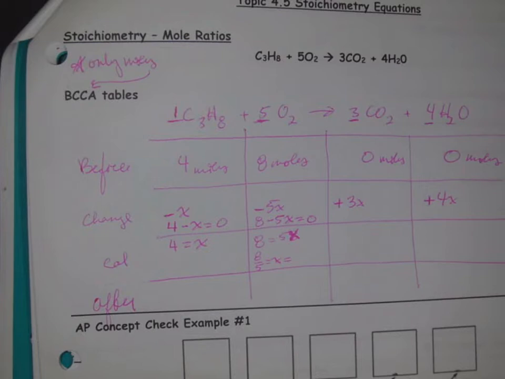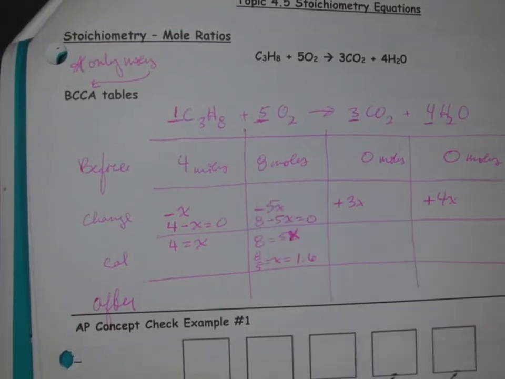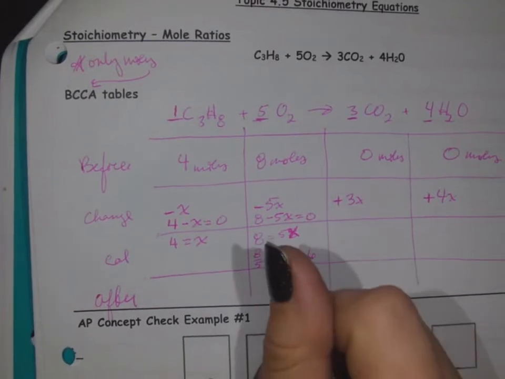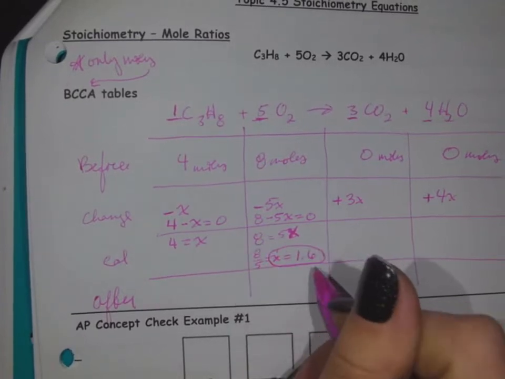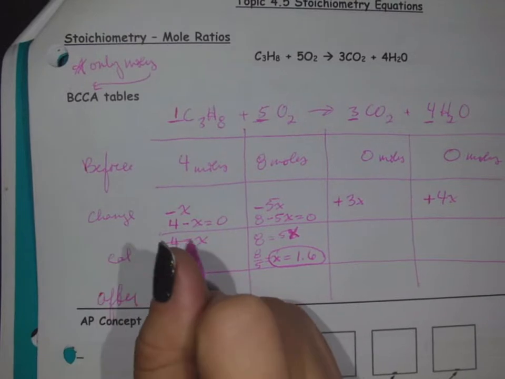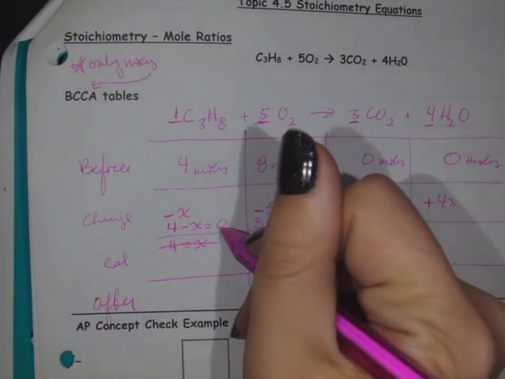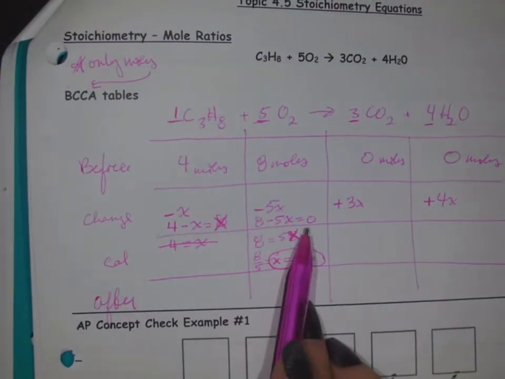8 divided by 5 is 1.6. Okay, listen carefully. The smaller x value is the true x value. This is what x equals. X does not equal 4. X equals 1.6. So then this one does not equal 0. This one does equal 0.